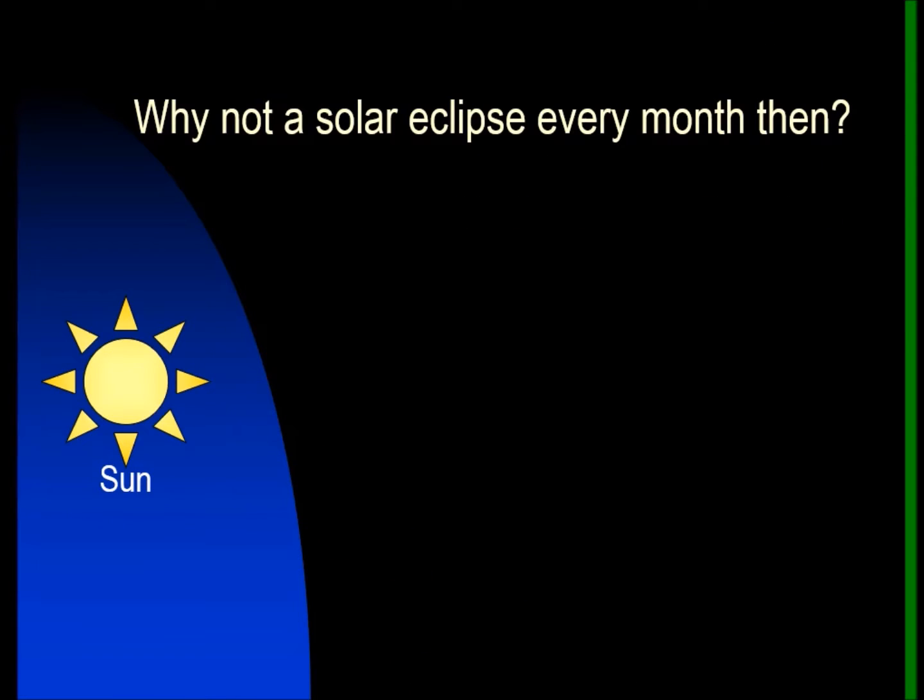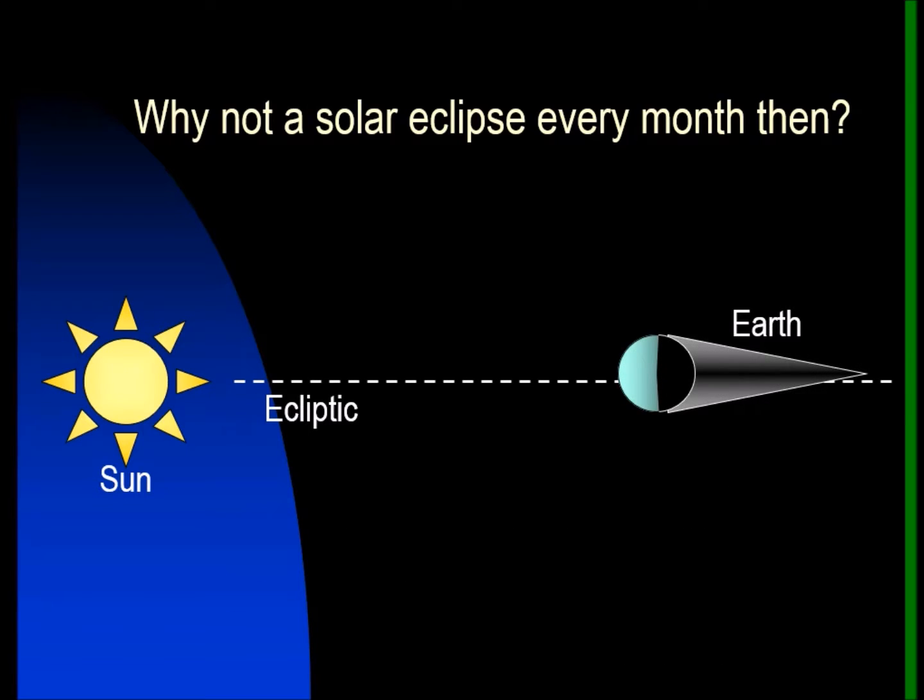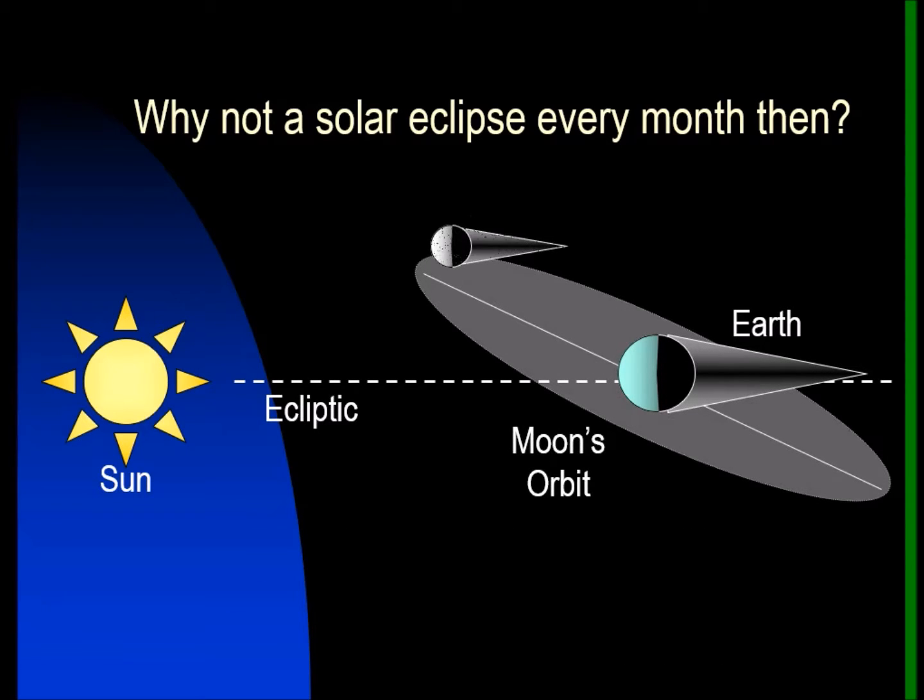Now you might say to yourself, why isn't there an eclipse every month? Well, the moon orbits at an angle. So in order for the moon to create an eclipse, it has to be directly between the Earth and the sun. But since it orbits on this angle, it doesn't always pass in this ecliptic portion, in this area where it will create an eclipse.